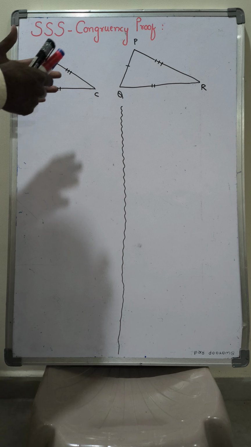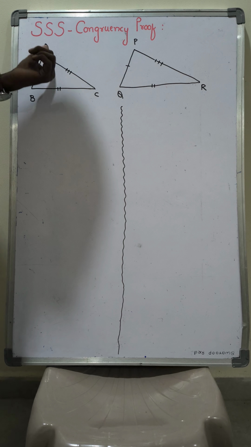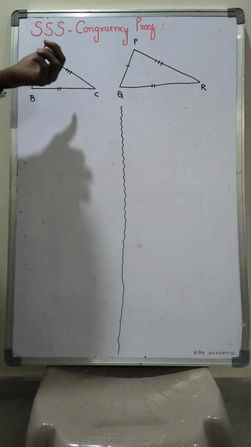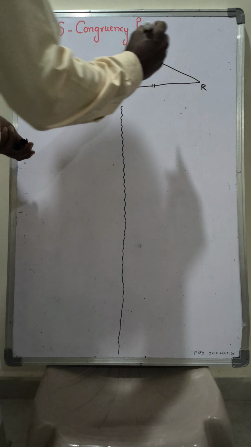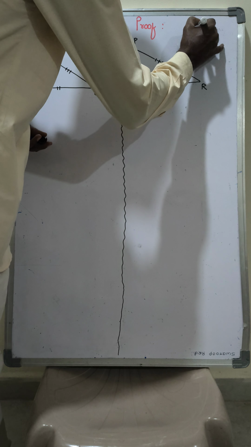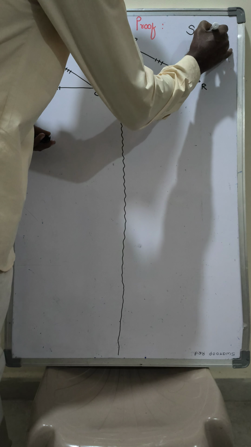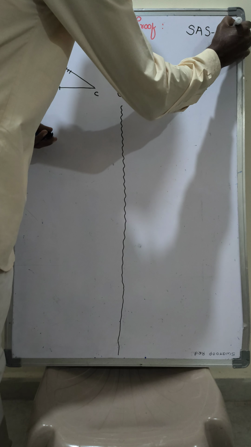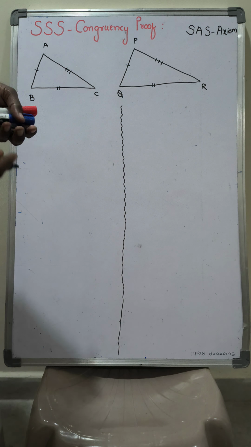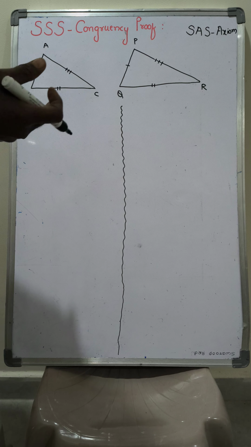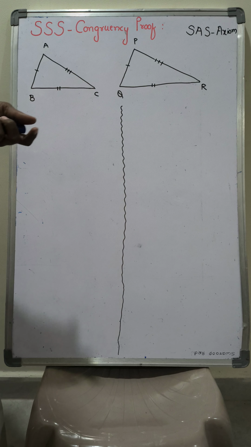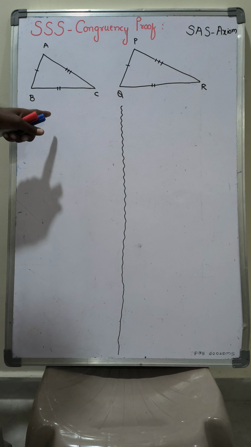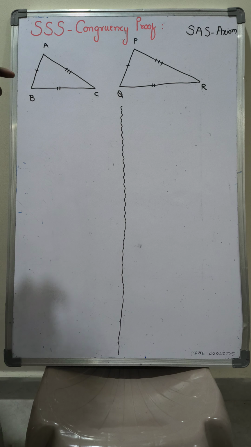Generally, to prove this SSS congruency, we will take the help of SAS. We are going to take the help of SAS because SAS is an axiom. And what do you mean by axiom? An axiom is a statement which does not require any proof. It is a self-proven statement. So based on this SAS axiom, we are going to prove SSS congruency.